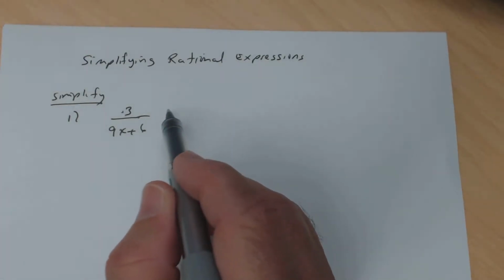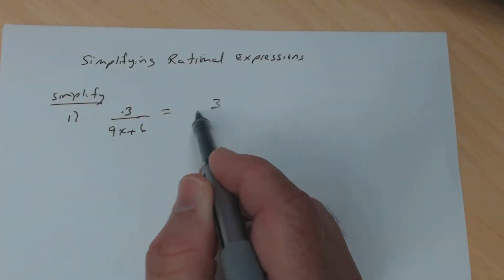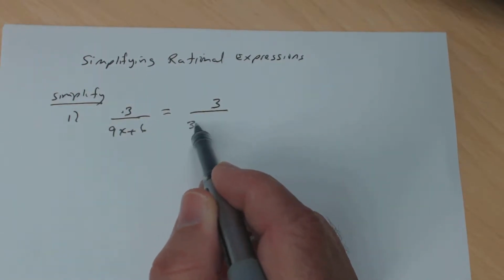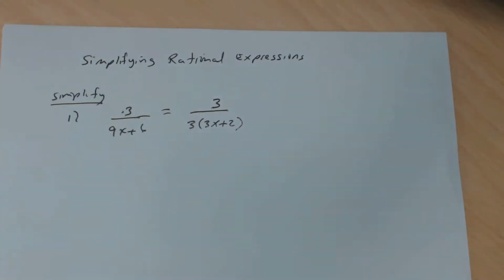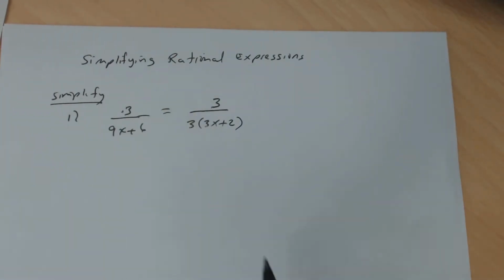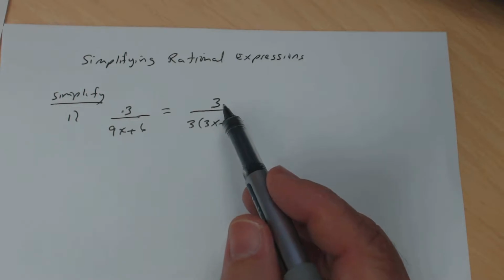So when you simplify rational expressions, you want to first of all factor the numerator and then factor the denominator. So when I factor the denominator, I'm going to get 3 times 3x plus 2. All right, so that was the first step. So the first step, remember, is to completely factor the numerator and the denominator of the rational expression. All right, so then the second step is where we divide out common factors, or we reduce.